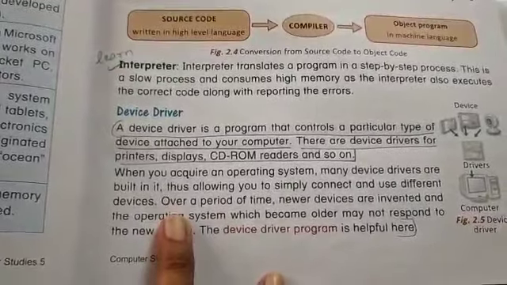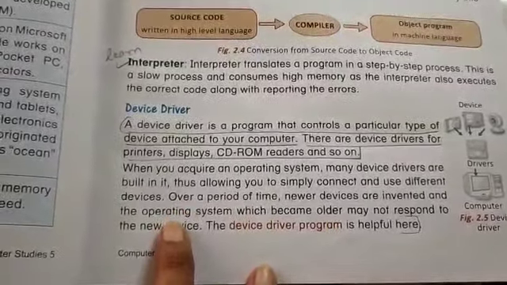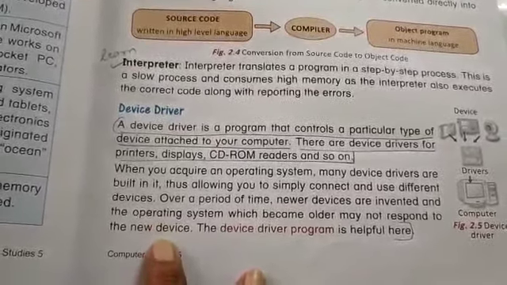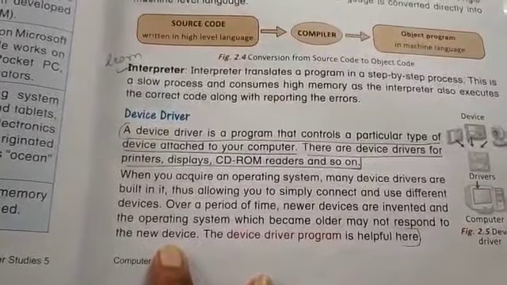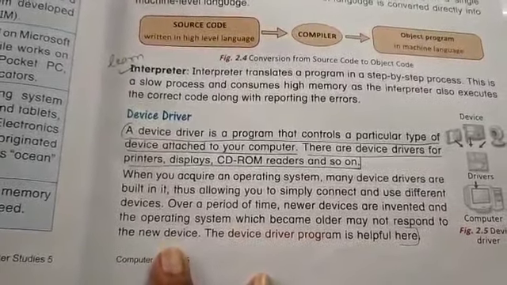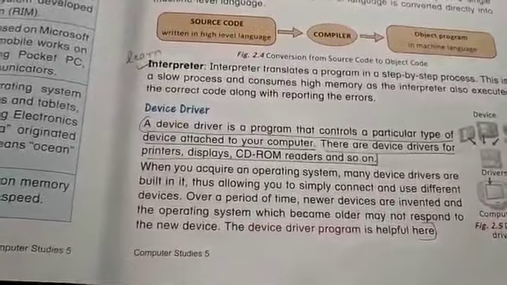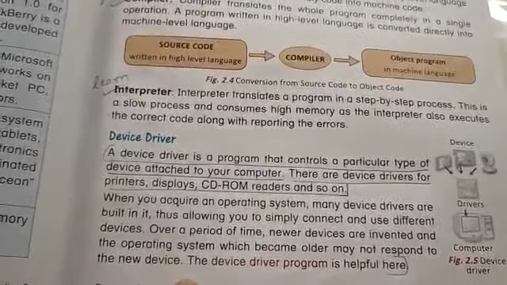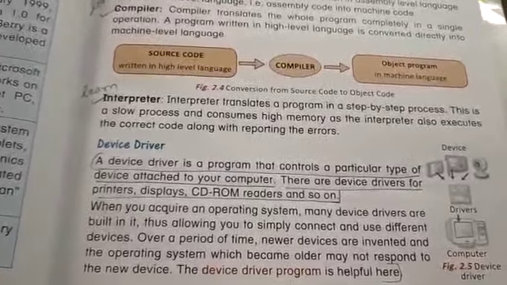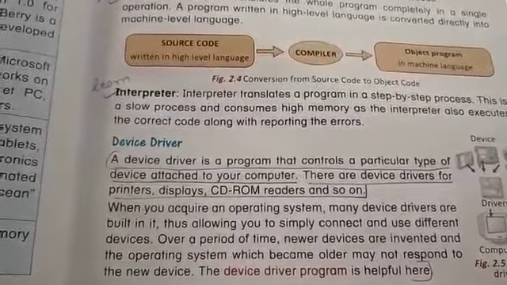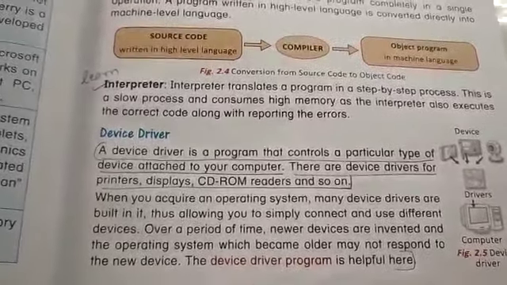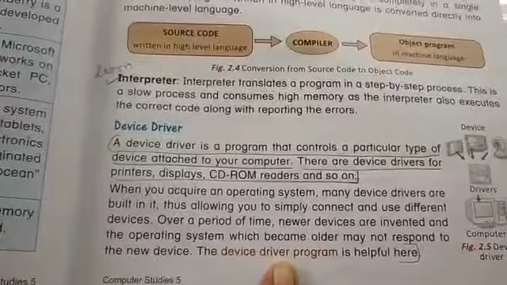Over a period of time, newer devices are invented and the operating system which became older may not respond to the new device. Sometimes you have seen, some of you play games also. Some games you have fully played and then they ask you to update or upgrade it. So then you upgrade it from the Play Store. So here also, when the device is getting older, you have to take the new device or you have to upgrade the system. The device driver program is helpful here.